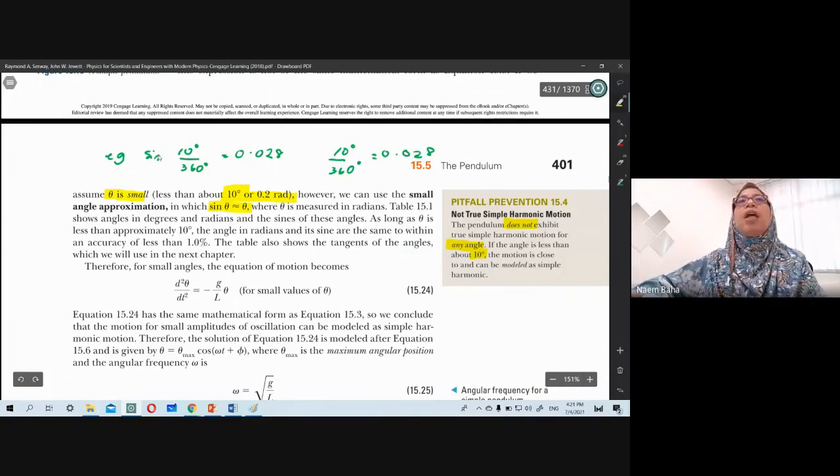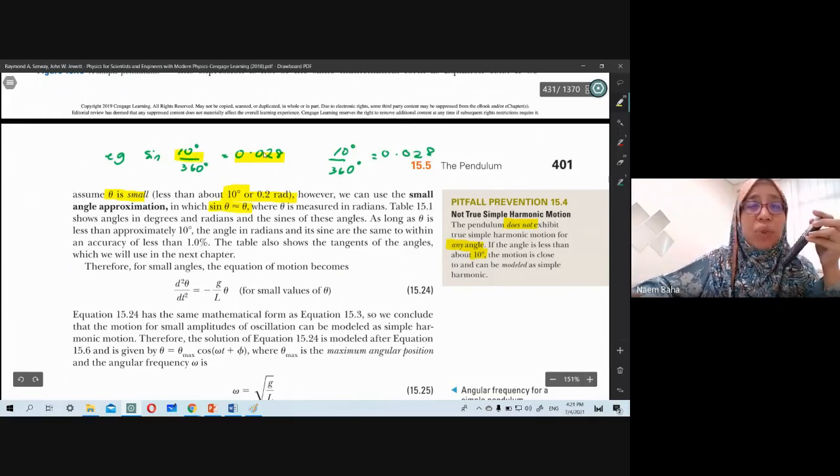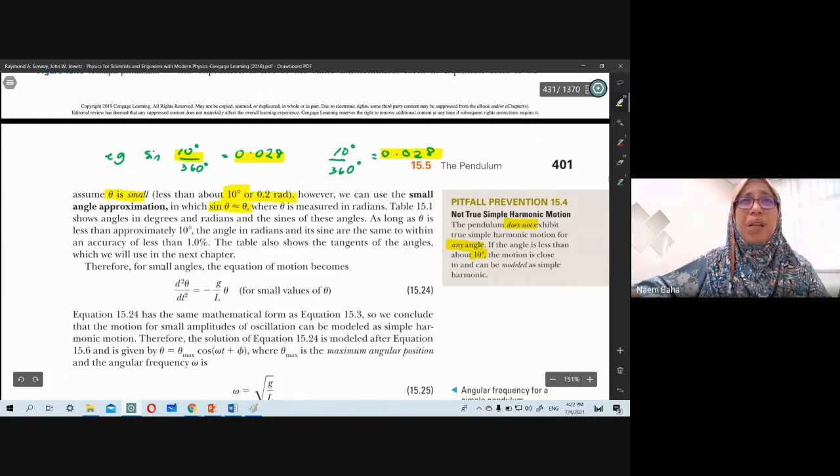For example, take sine 10 degrees. Convert it into radians, and it will become 0.028. But take your calculator, 10 over 360, and take the sine. You have the same answer. So this is what it tries to portray, and you can try another example.